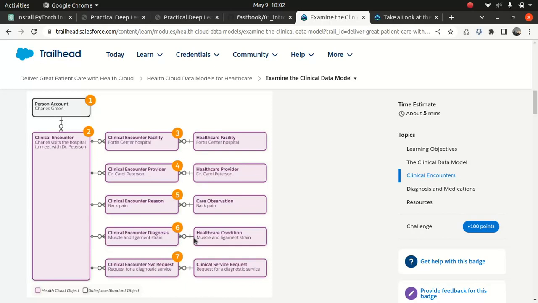But if you wanted to jump ahead, which is great, if you like to do that, just log into your org, right, and open the Schema Builder, right, and pick Person Account and the Clinical Encounter, or just see how it's mapped. You will really appreciate how the stuff is built in Salesforce, especially when it comes to Health Cloud.